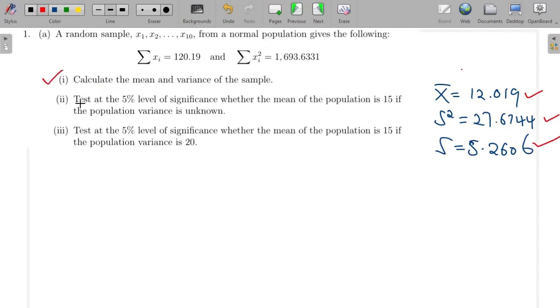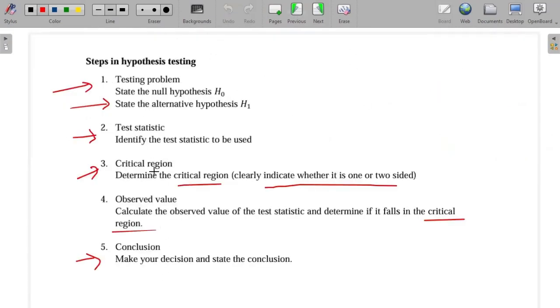I've answered part 1. Part 2, test at 5% level of significance. So my alpha there is just 5%, which is the same as 5 over 100, which is 0.05. Test at 5% level of significance whether the mean of a population is 15 if the population variance is unknown. In any hypothesis testing question, we are always going to follow these steps. The first thing is to state the null hypothesis and the alternative hypothesis.